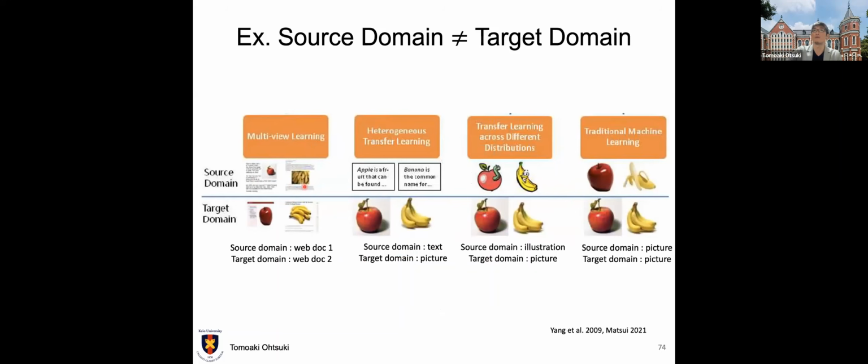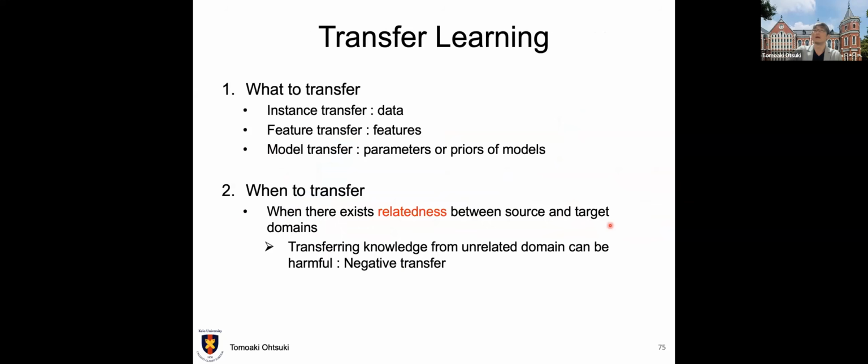The first case: the source domain is a kind of web document, and the target domain is also web documents, but different ones. Or the source domain is text but the target domain is pictures, or the source domain is illustrations and the target domain is pictures, or both are pictures but different ones. But we want to transfer, to exploit the information in another domain. In such a case, what is the knowledge we want to transfer, and what to transfer?